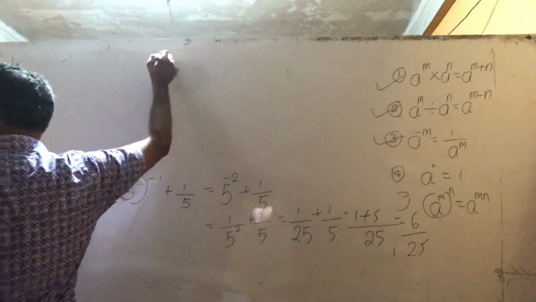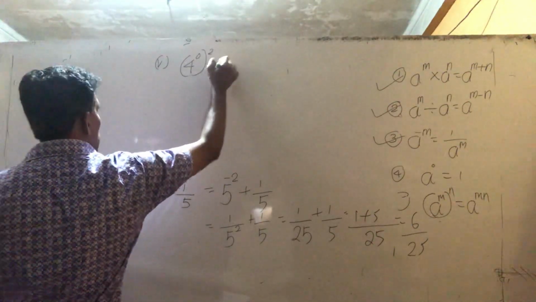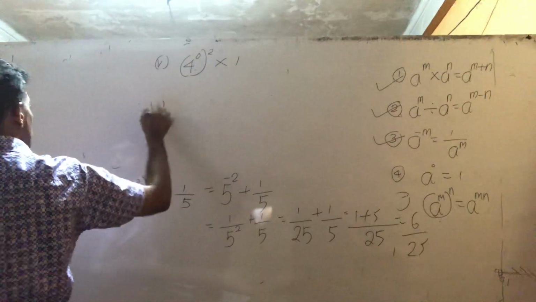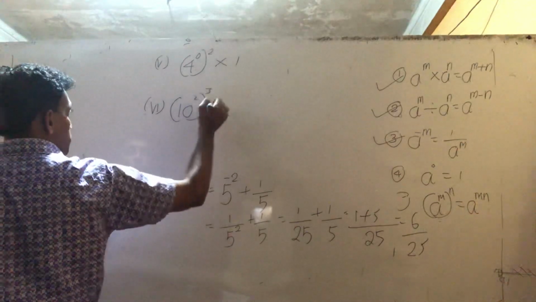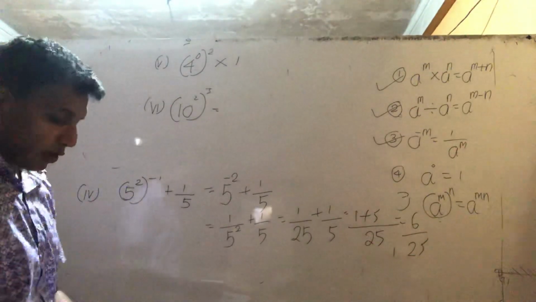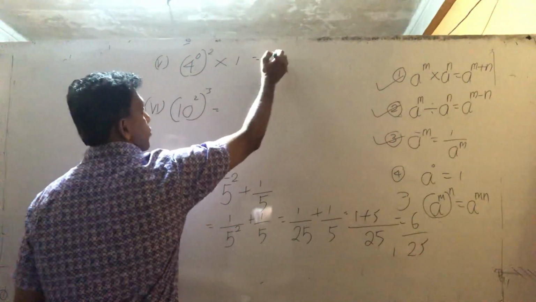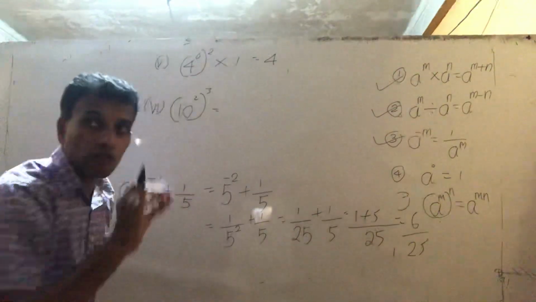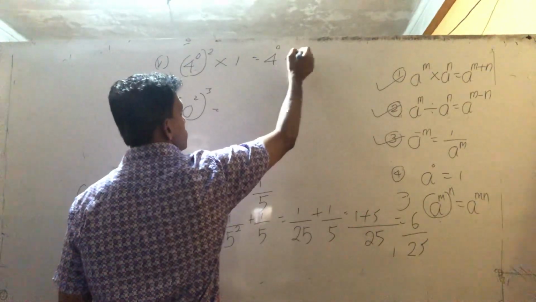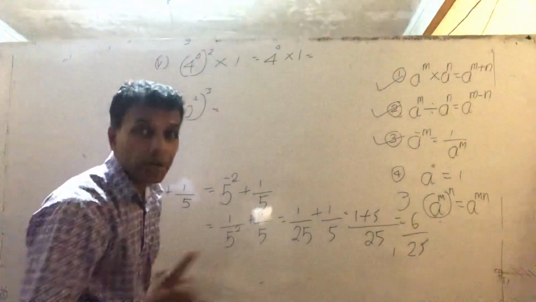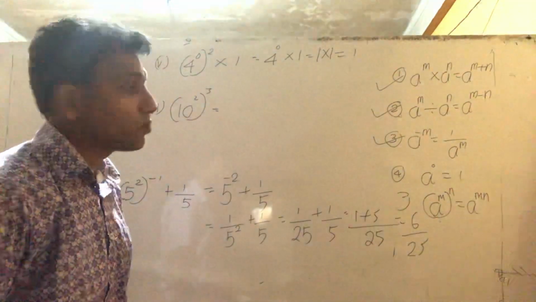Next, fifth question. 4 to the power 0, completely squared, into 1, and 10 squared, completely to the power 3. Evaluate, find the value. So what is the answer here? 4 to the power, multiply. Power of a power rule: multiply both powers. 0 times 2 is 0. Power 0 is 1. So 1 into 1, the answer is 1.